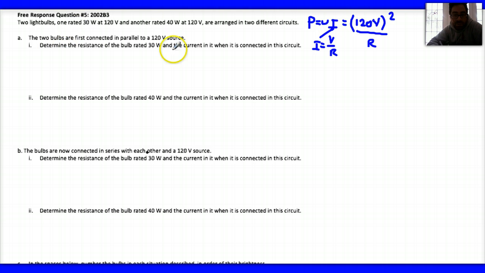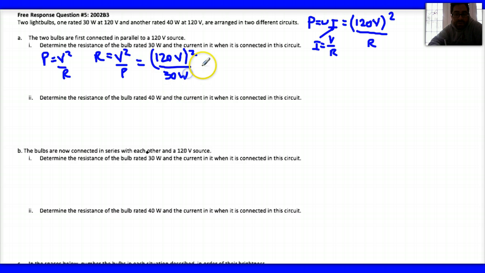Determine the resistance of the bulb. So we're simply going to use this relationship that power is equal to V squared over R. Solving for R, I get R is equal to V squared over power, or 120 volts squared, divided by my power of 30 watts, which is the rating of the bulb, and I get 480 ohms.